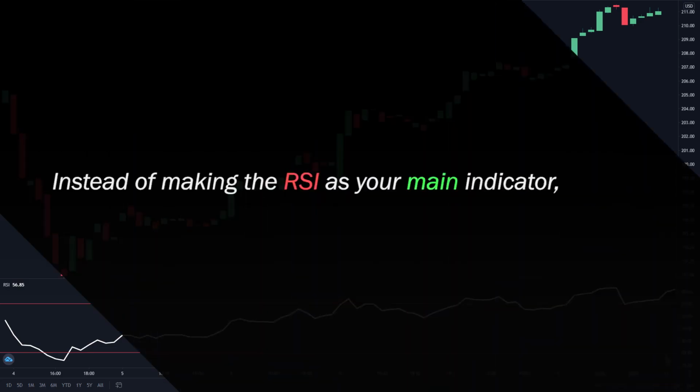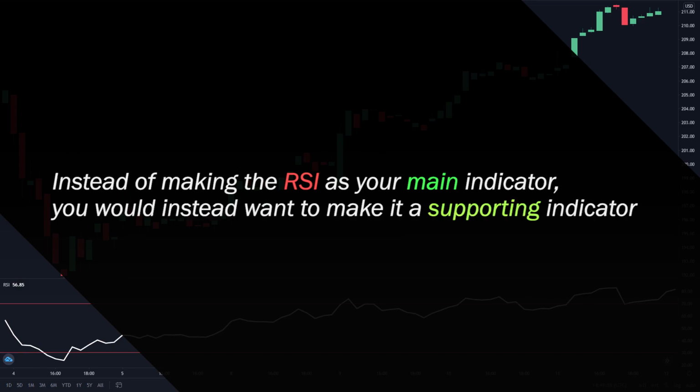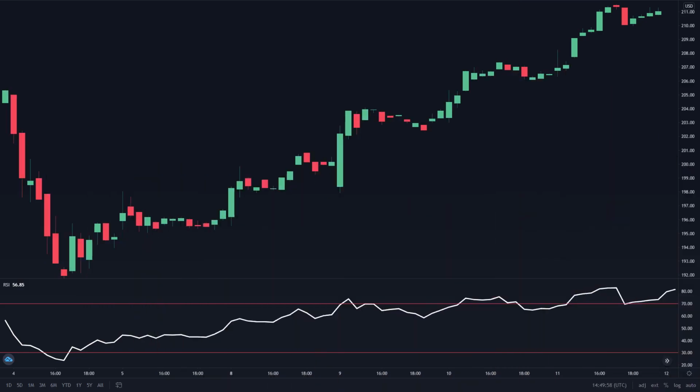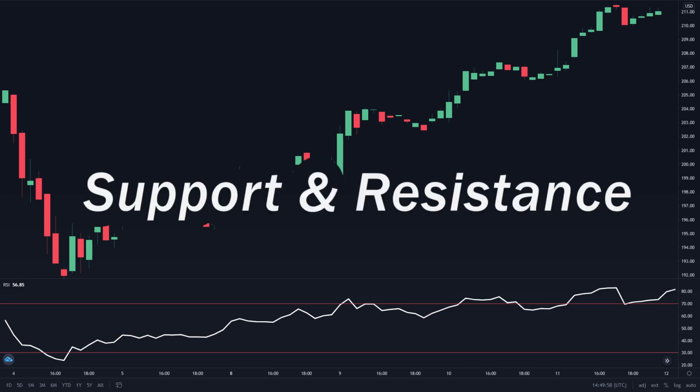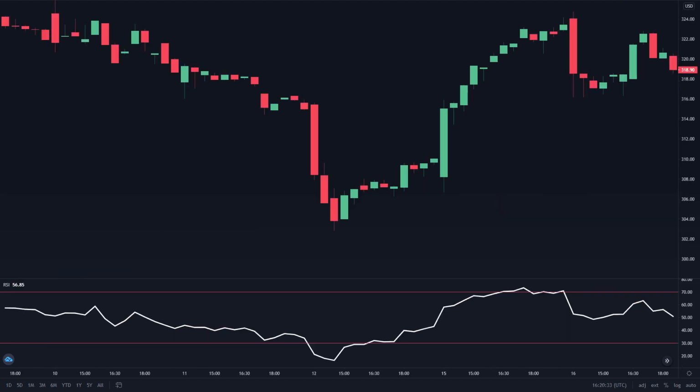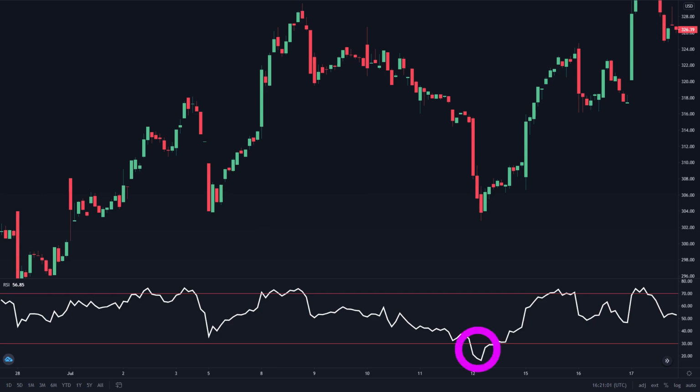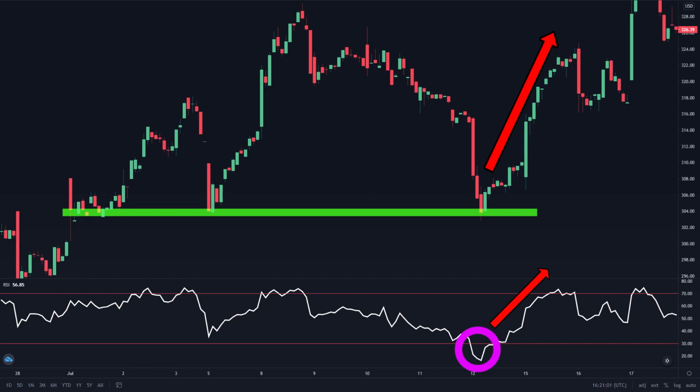So, instead of making the RSI your main indicator, you would want to make it a supporting indicator. You want the RSI to further confirm your analysis. And my favorite type of analysis to combine with the RSI indicator is just simple support resistance and trend lines. For example, an RSI that signals oversold levels alone can lead to false signals. But if the RSI is at the oversold levels while being at a major support line, it's a much more accurate signal. So let's jump into a chart.